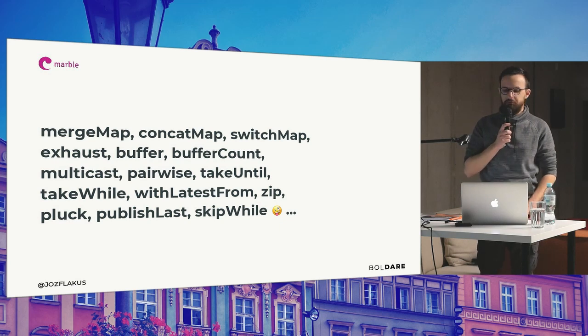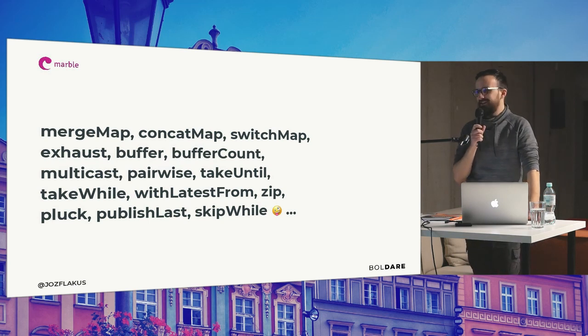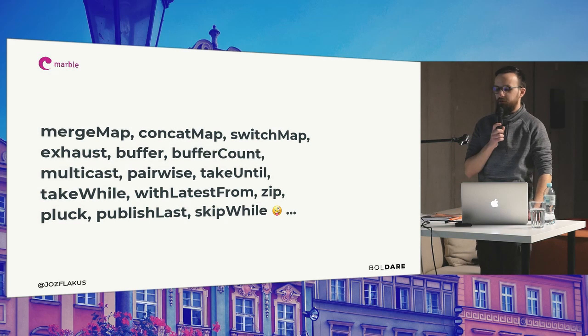And when we look at the RxJS API, the story can be similar to functional programming. We have many weird terms like, for example, mergeMap, concatMap, switchMap. What's the difference between them? This is a good question for a recruitment task. It could be a weird library, but it is really powerful.